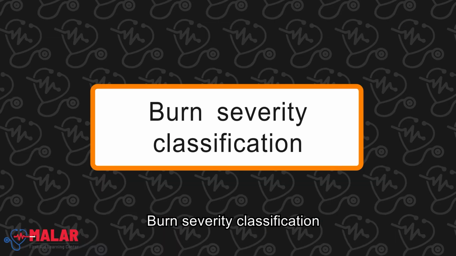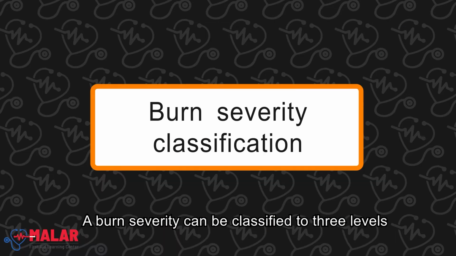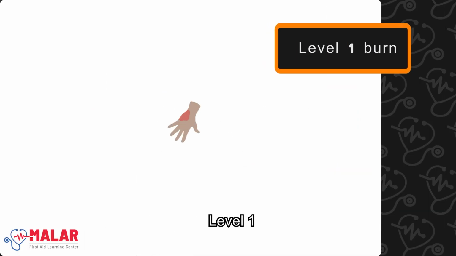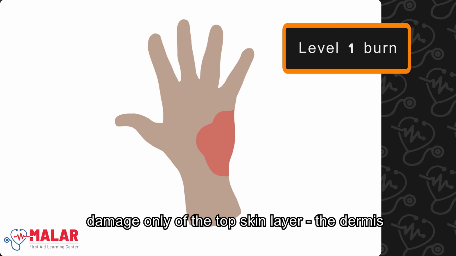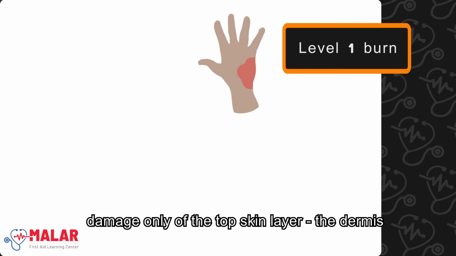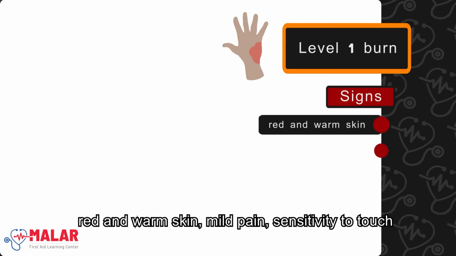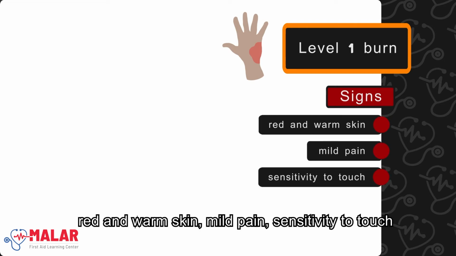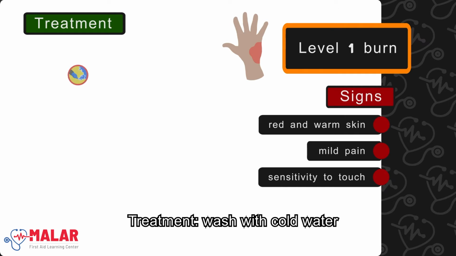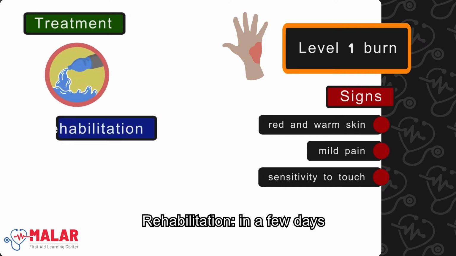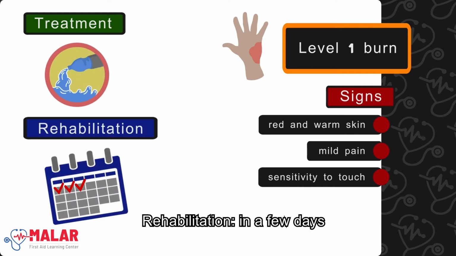Burn severity classification. A burn severity can be classified into 3 levels. Level 1. Damage only to the top skin layer, the epidermis. For example, a sunburn. Signs: red and warm skin, mild pain, sensitivity to touch. Treatment: wash with cold water. Rehabilitation in a few days.